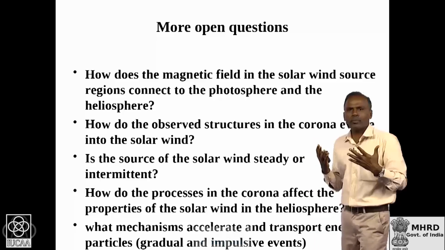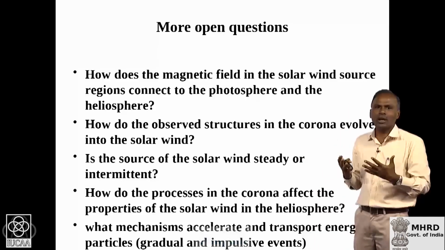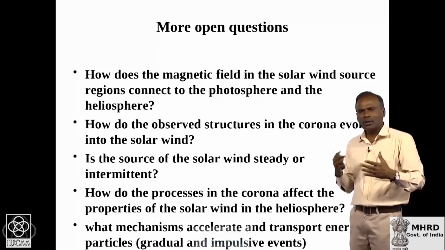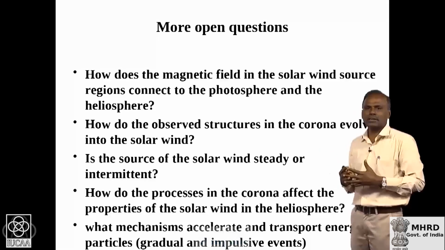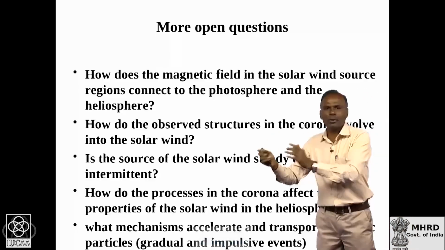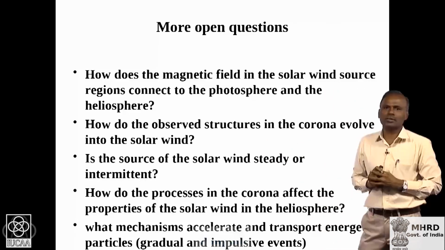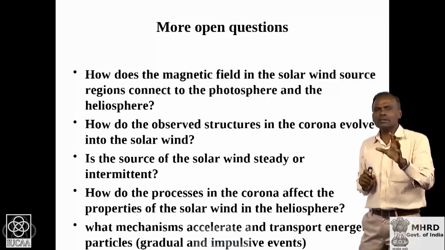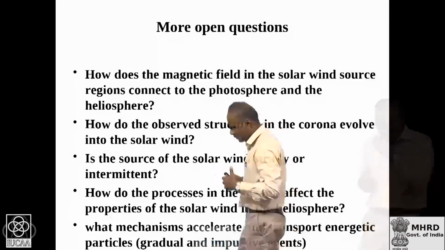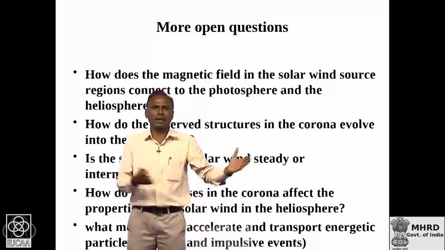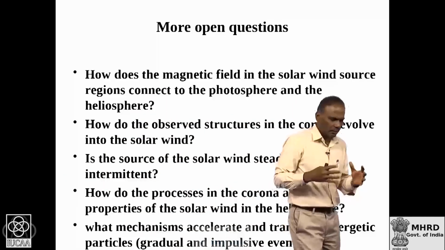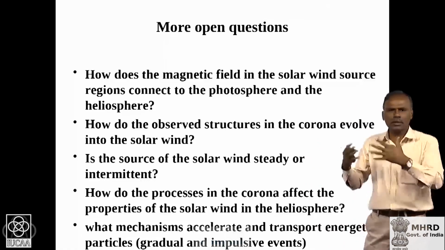How do the processes in the corona affect the properties of the heliosphere? For example, a number of researchers now try to connect the properties of the corona with the properties of the solar wind. How do the processes of the corona affect the properties of the solar wind? Or, one can ask, is there a link between the heating process in the corona and the solar wind?